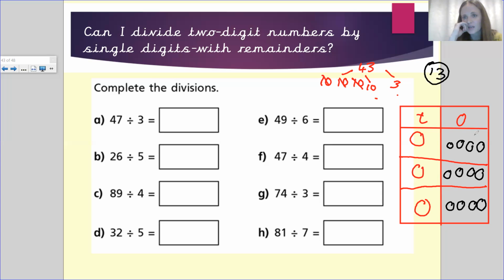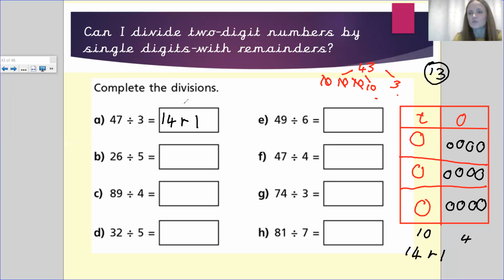My 13, I cannot put it into one of these, otherwise the groups will be uneven. So actually my answer, if we count here, is 14, because there's a 10 and a 4 in each one of these groups, which is 14 with the remainder of 1. So 47 divided by 3 is going to give me 14 with the remainder of 1.